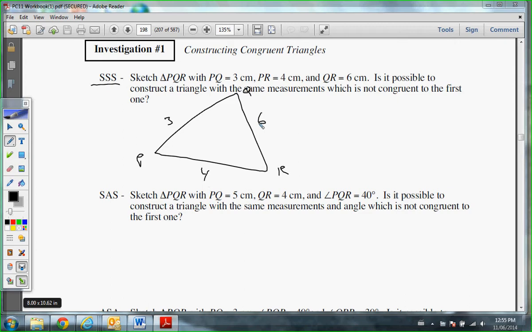What this does is lock in three different sides. I have this side and this side locked in, and the angles are created by those. So if I draw a triangle anywhere else and it has 3, 6, 4 for the sides, it's going to be congruent. The question asks, can you draw a triangle with these measurements that's not congruent? No, you can't, because side-side-side is a congruent statement.